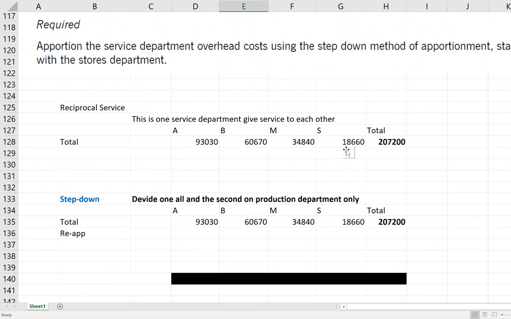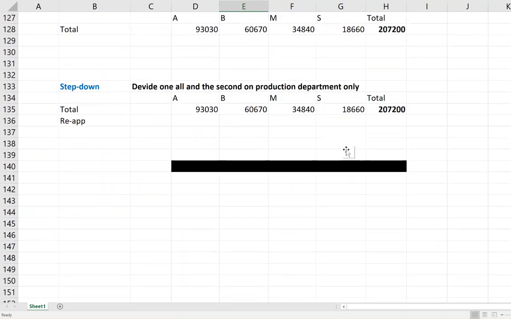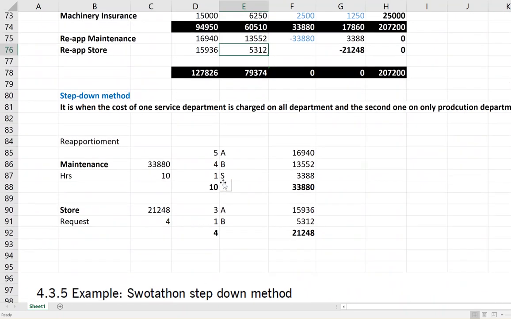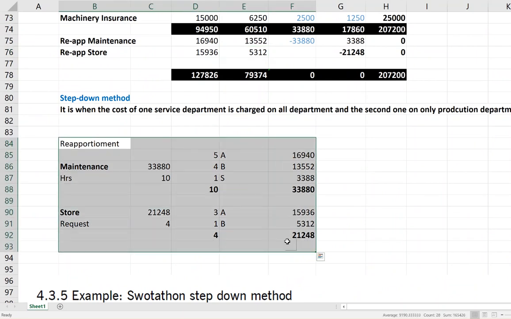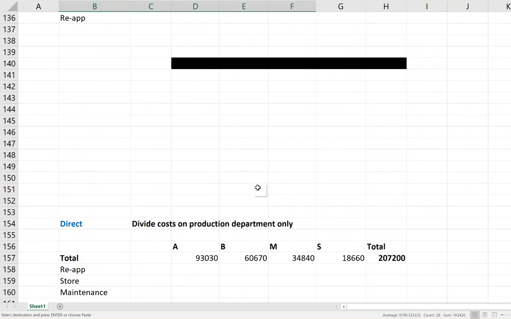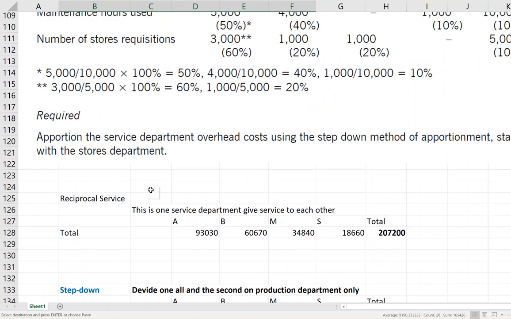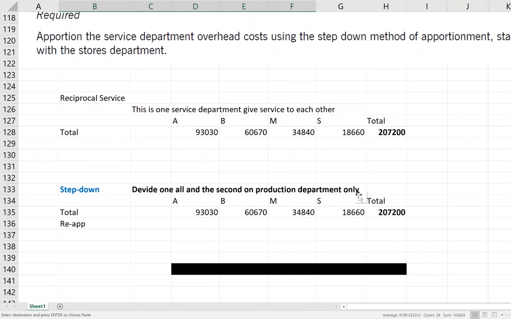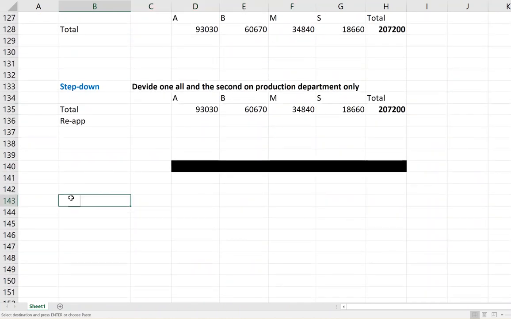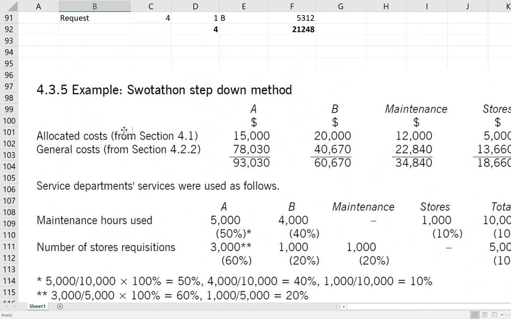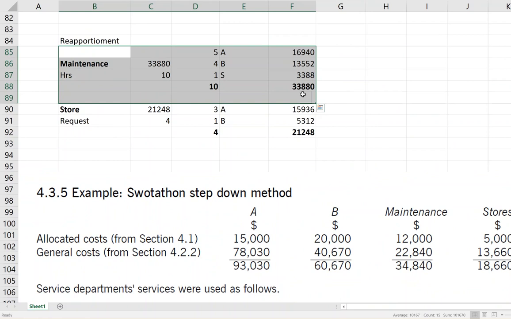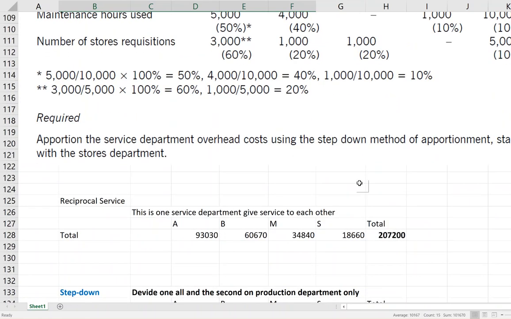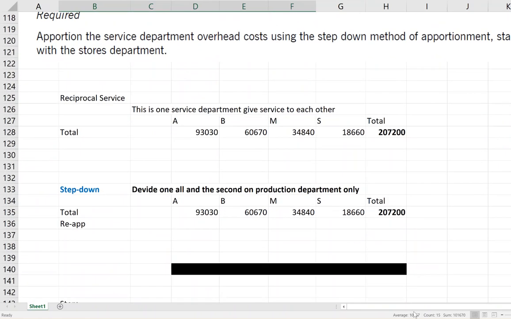Now in this case, the maintenance would be the same. So I'm going to copy this. The problem is they have asked to start with store department, so there will be a difference. So we have store, and we're going to use requests. If they had asked us to start with maintenance, there would be no difference with this one. But because they specifically asked to start with store, we are going to start with store.